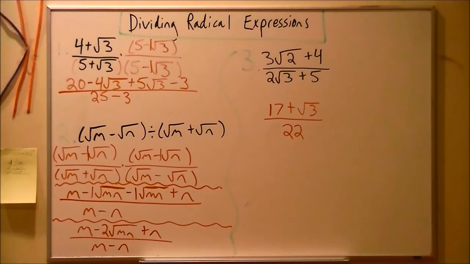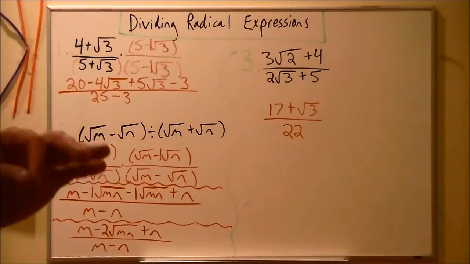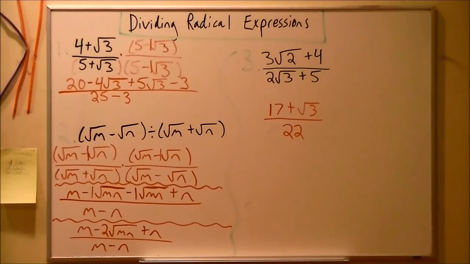You got to be careful about trying to knock things out too much and too quickly when you're not mathematically allowed to do so. So that's the simplified answer for number 2: m minus 2 times the square root of mn plus n over m minus n. Not exactly easy, but it is something that's doable.